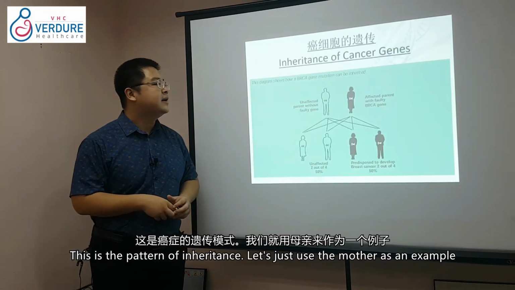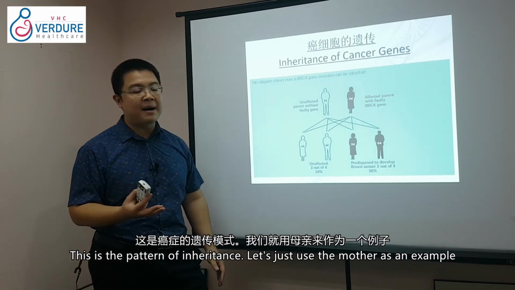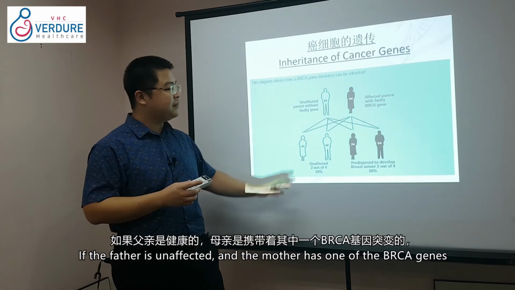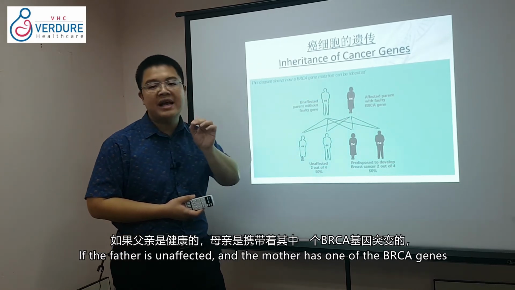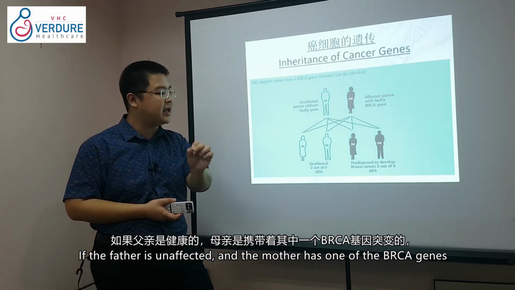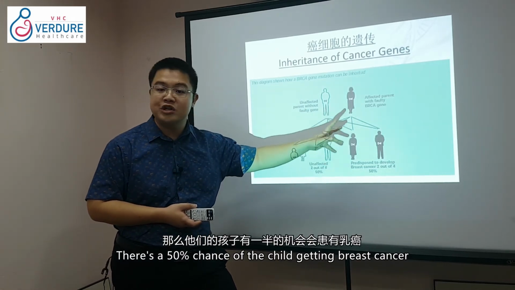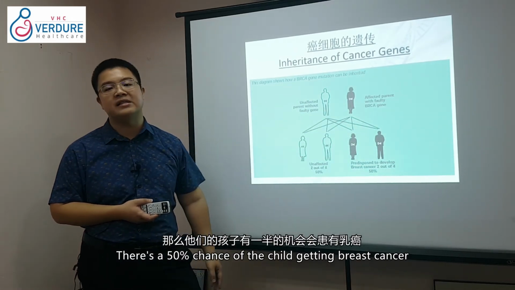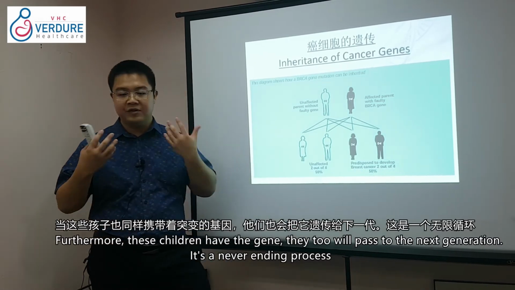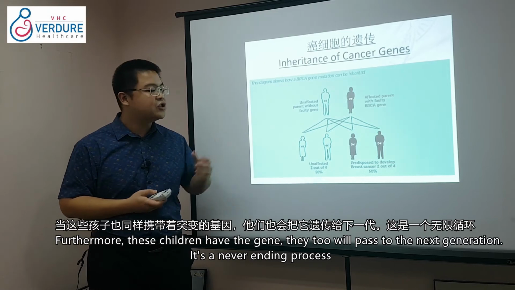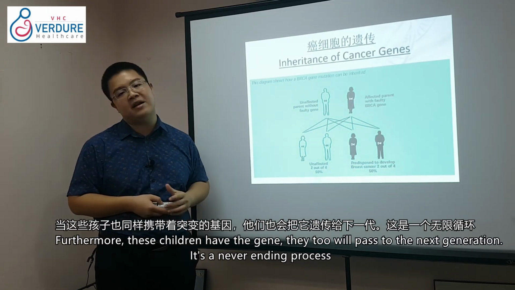All right? And so this is the pattern of inheritance. Let's just use mom as an example. So if let's say the father is affected and the mother actually has one of the BRCA genes, what's going to happen is that there is a 50% chance of this child getting breast cancer. And furthermore, because these children have the gene, they too will pass it on to their next generation. So it's a never-ending process.